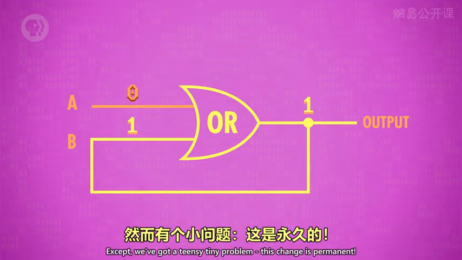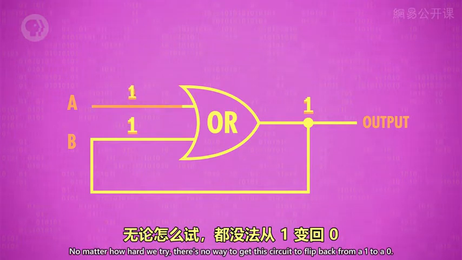Except we've got a teensy tiny problem. This change is permanent. No matter how hard we try, there's no way to get this circuit to flip back from a 1 to a 0.